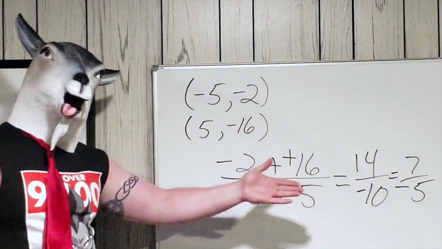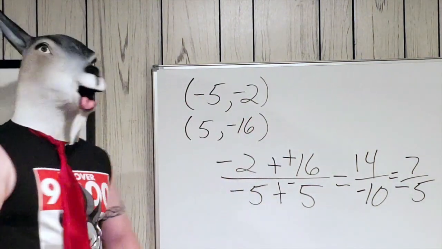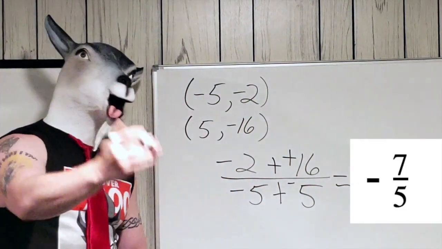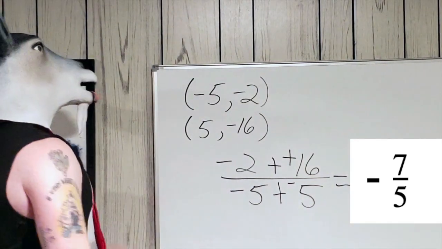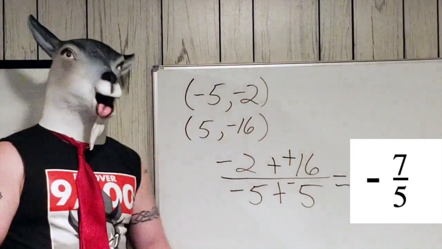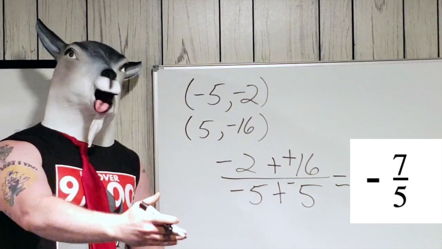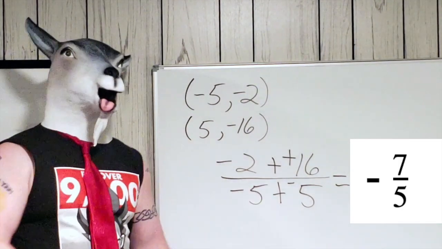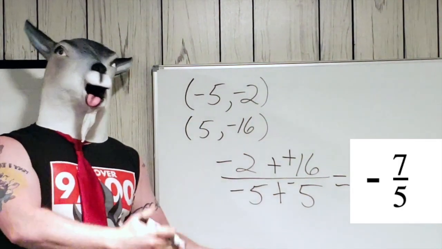Now, if one of them's negative, that means the whole fraction's negative, okay? So there you go, you have a negative slope. Okay, so this slope is negative 7 over 5, okay? Because once one thing is negative in a fraction, they're both negative, right? It's a negative fraction, all right?